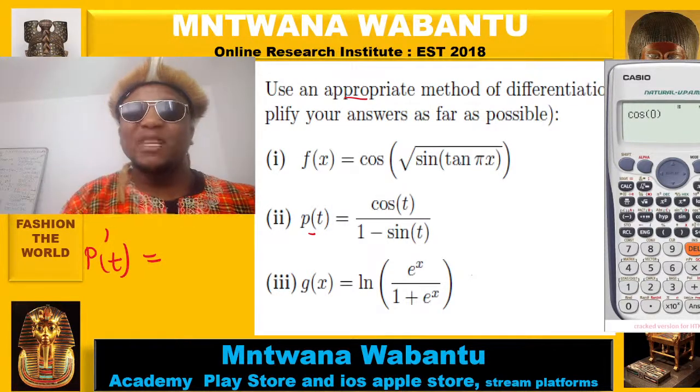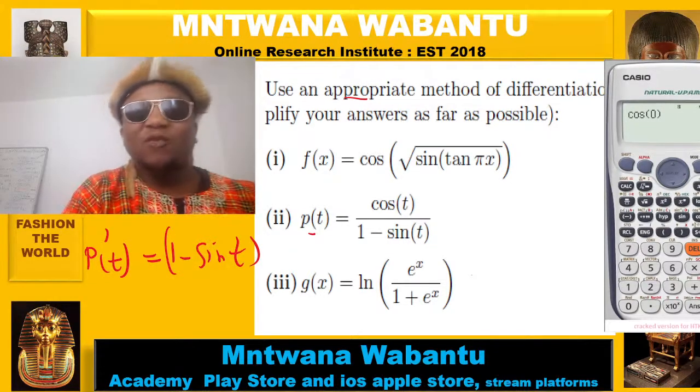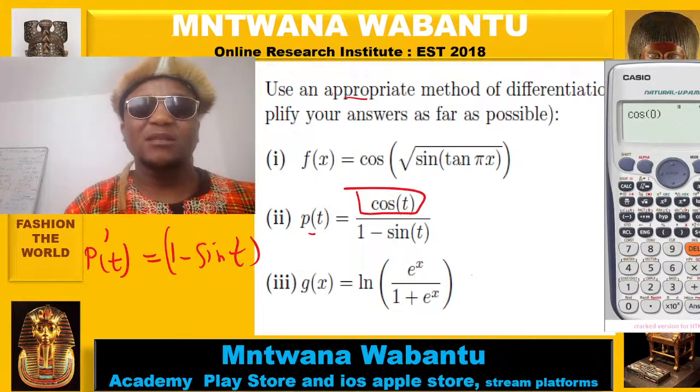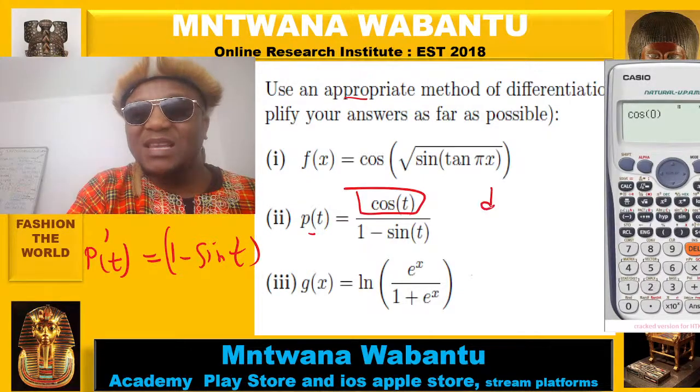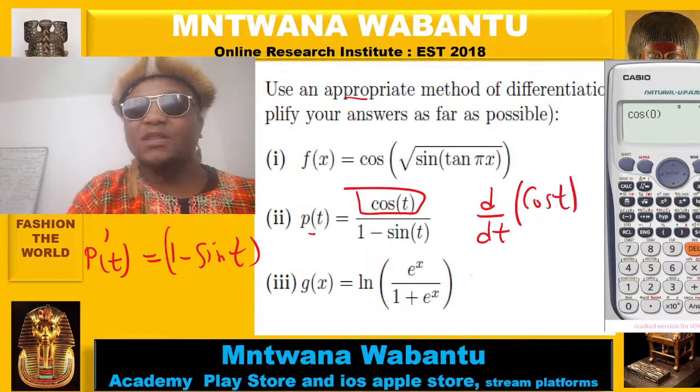First and foremost, the denominator must be constant. That is 1 minus sine t. And then we have to differentiate the numerator. So I can simply say differentiate, d/dt of cos t. That's what d/dt means: to differentiate cos of t.